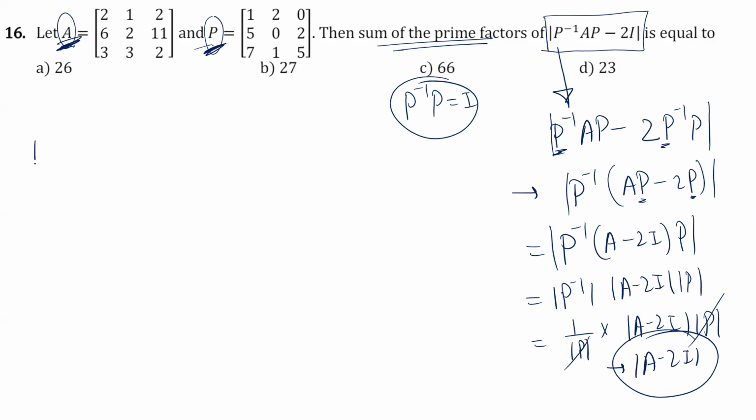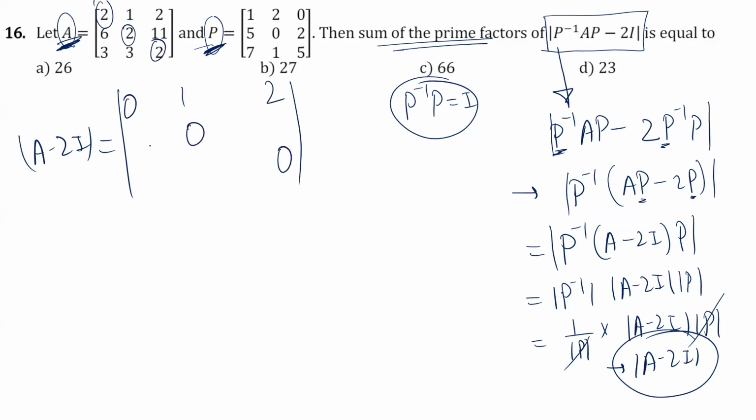You can do that because A you know, and the identity matrix you can write. So I will write the determinant of A minus 2I directly. You will have to subtract 2 from every diagonal element. That will become 0 because 2 is already here. So 0, 0, 0, and this will be 1, 2, 6, 11, 3 and 3. So you can calculate this. This will come out to be 26 and the option.